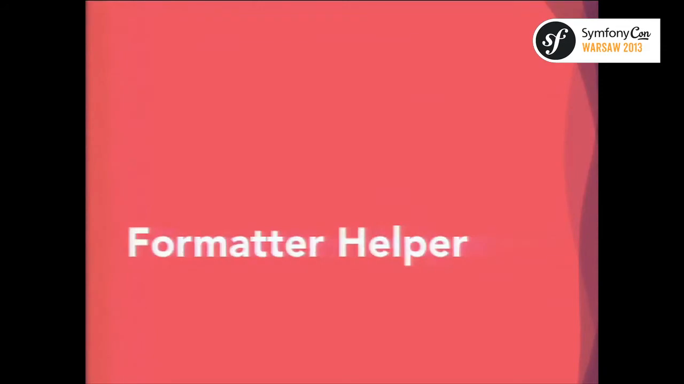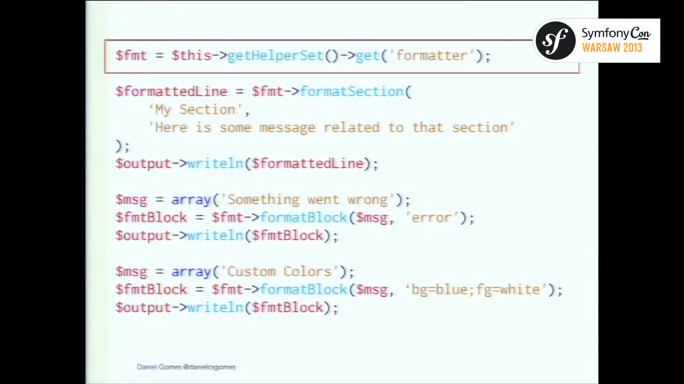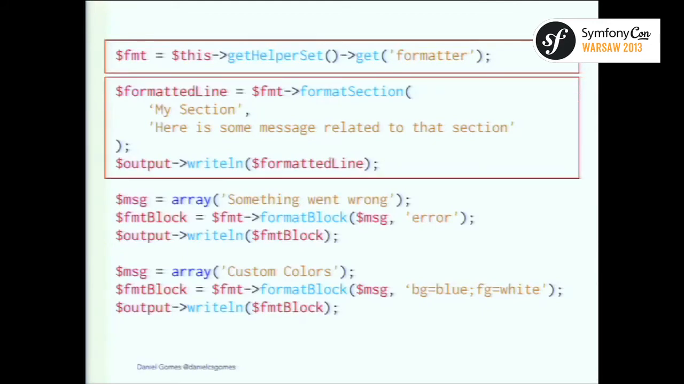Format helper. Format helper is what gives you the possibility to customize the colors and how the output will appear to the user. So basically, there are two kinds of helpers, the format block and the format section. Let's see the format section. Basically, for starting, you get the helper set and get the formatter. And then you can define whatever you want. Here you are defining the format section.